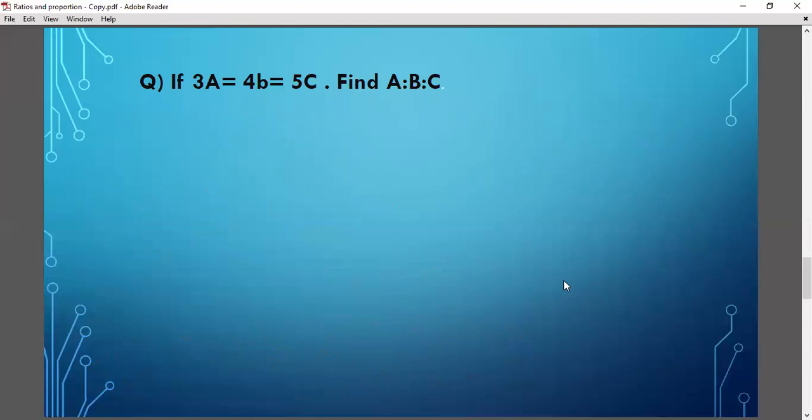Okay, similar type of question. Now in this question, the relation is given in product form. So again, we will apply the same method by equating these relations equal to x. So 3a equals x. So the value of a will be x by 3. Similarly, you can find the value of b as x by 4 and c will be x by 5.